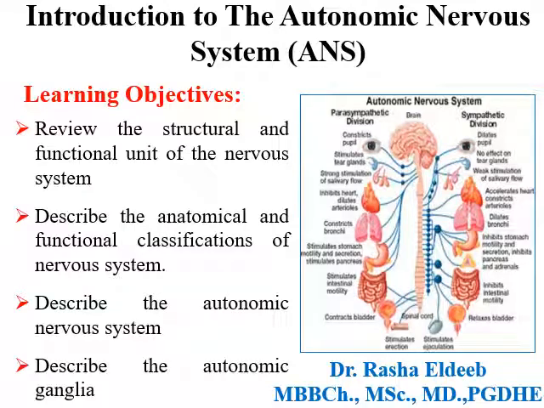This session is an introduction to the autonomic nervous system. The learning objectives are to review the structure and functioning unit of the nervous system, to describe the anatomical and functional classification of the nervous system, to describe the autonomic nervous system, and to describe the autonomic ganglia.